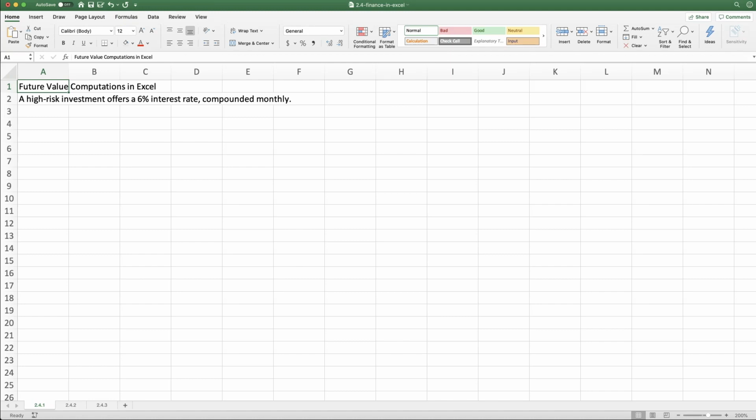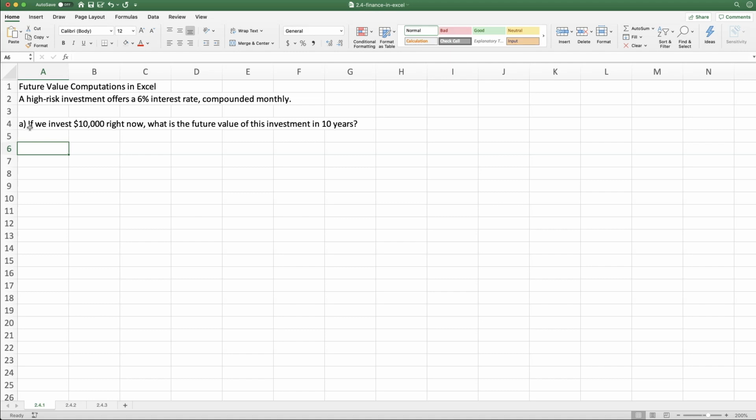Let's learn today how to do future value computations using Microsoft Excel. Suppose that we are offered an opportunity to invest in a high-risk portfolio which offers 6% annual return compounded monthly. If we invest $10,000 right now, then what is the future value of this investment in 10 years?